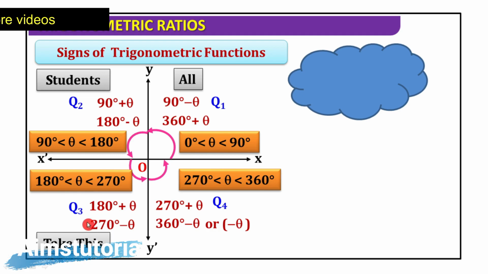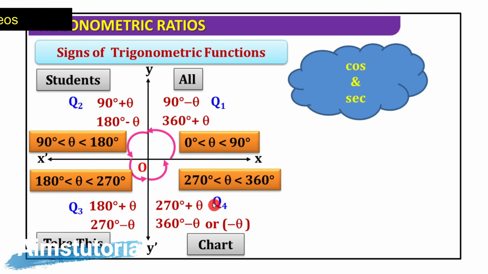Take this. All students take means start with T. So tan and cot, these 2 will be positive in the third quadrant, remaining 4 are negative. Fourth one, chart. So CHART, first letter is C. So C means cos and secant. So in the fourth quadrant cos and secant are positive, remaining 4 ratios are negative.